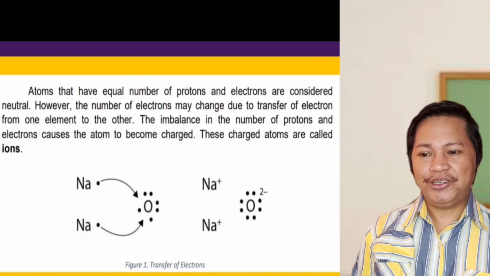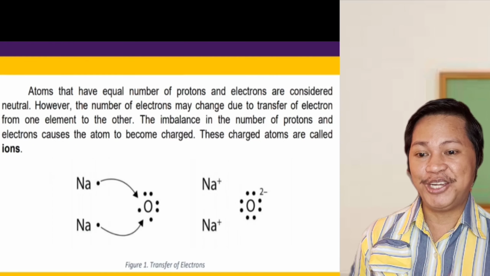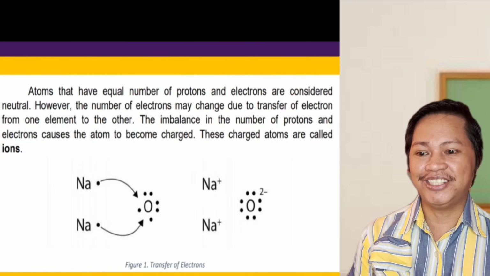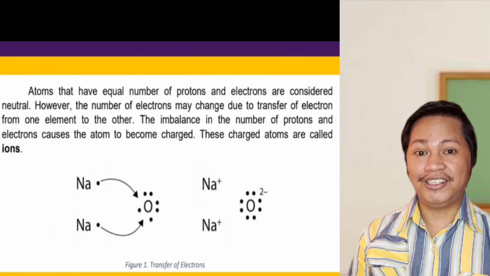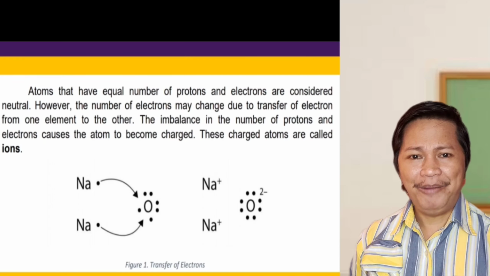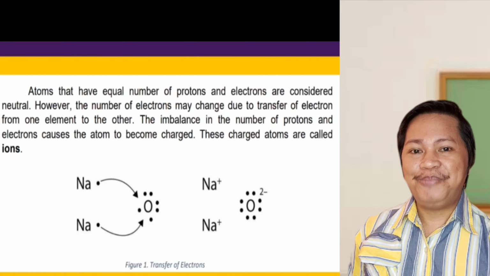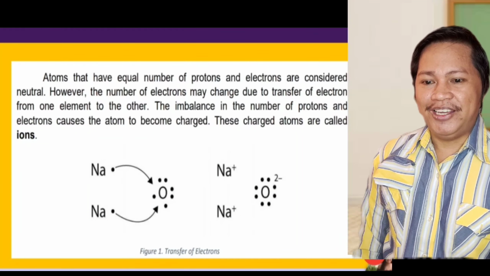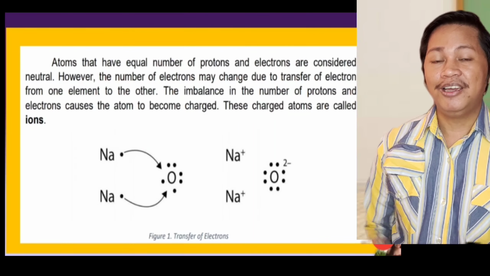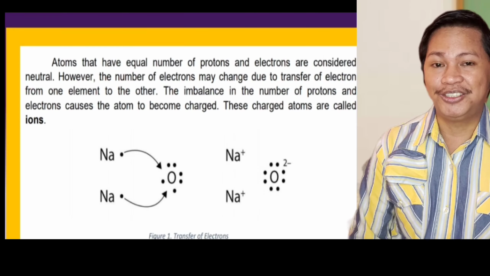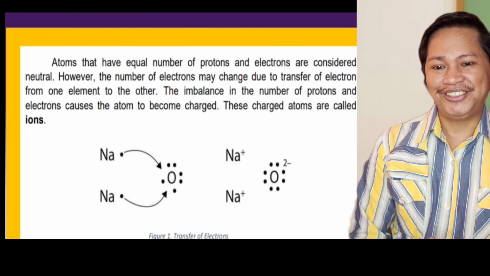All right, so in your module class, you can see this one. It is being said that atoms that have an equal number of protons and electrons are considered neutral. Again, equal number of protons and electrons are considered neutral. However, the number of electrons may change due to transfer of electrons from one element to another. So the imbalance of the number of protons and electrons causes the atom to become charged. These charged atoms now are called ions.